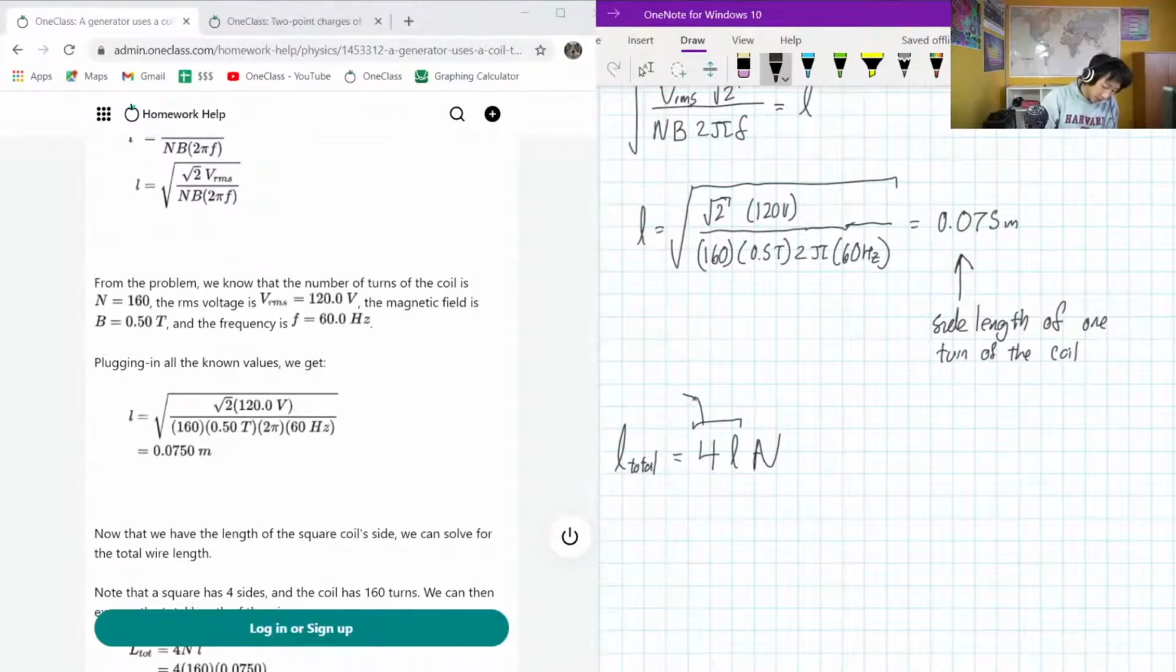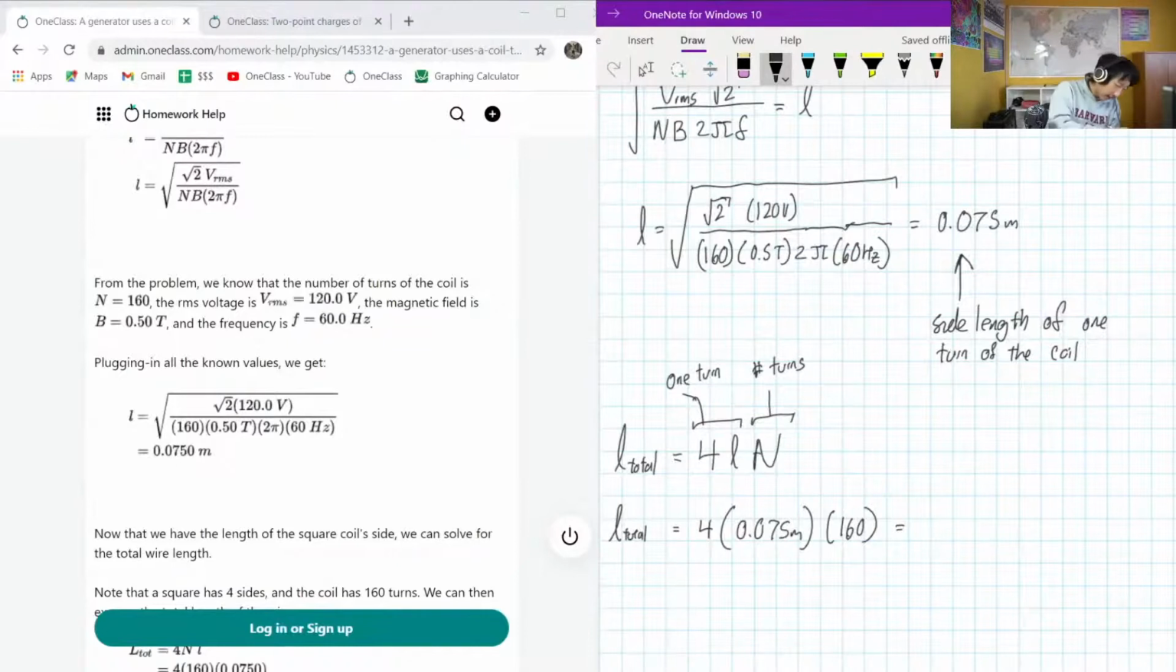So these two terms are going to be one turn, and this is just the number of turns. So L total is going to be 4 times L, which is 0.075 meters, multiplied by 160 turns. And this is something I asked my calculator, 0.075 times 4 times 160. And I get 48 meters.